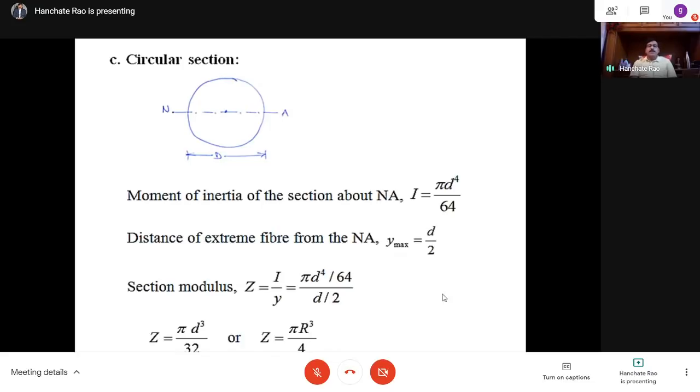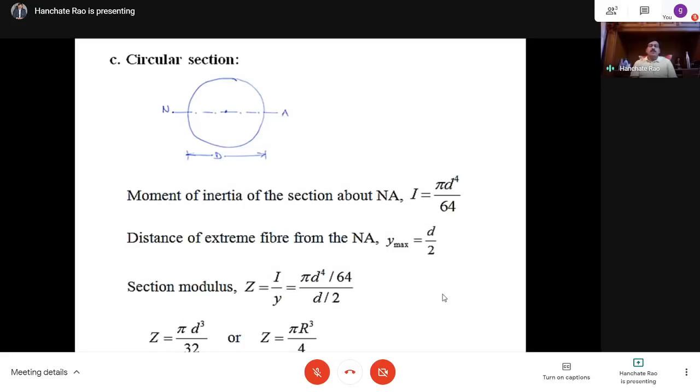So what is the extreme fiber distance now? The extreme fiber distance Y max is equal to half of the diameter, or it is equal to the radius. Okay, so Y max is equal to D by 2. D by 2 is nothing but the radius of the circular section. So the section modulus Z is again I by Y max. I is pi d to the power of 4 by 64 and Y max is D by 2.